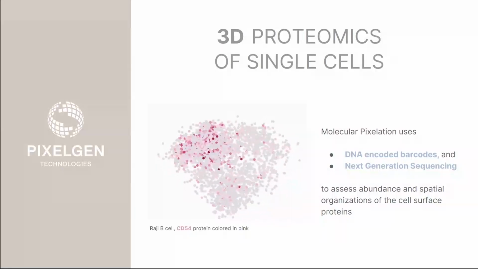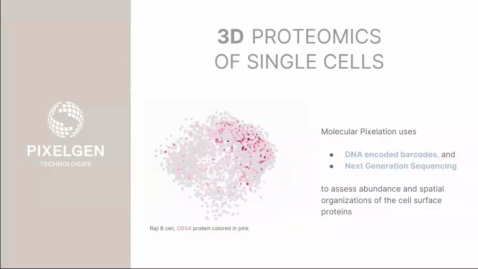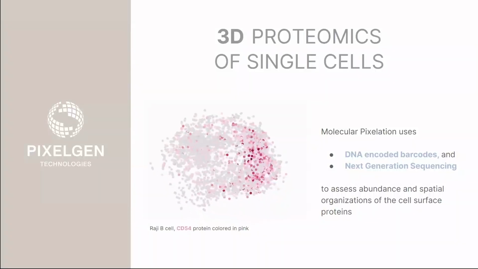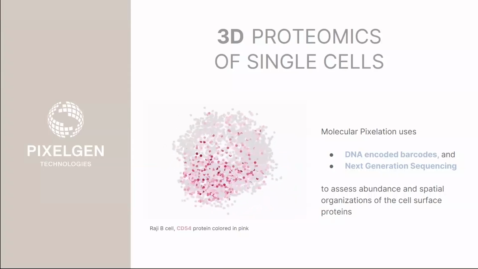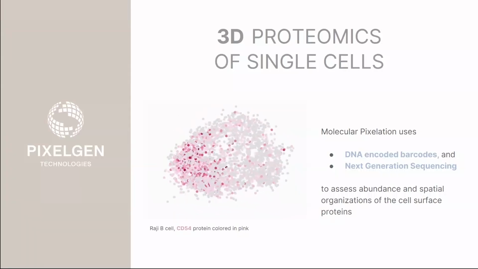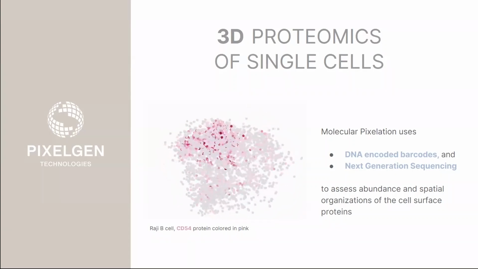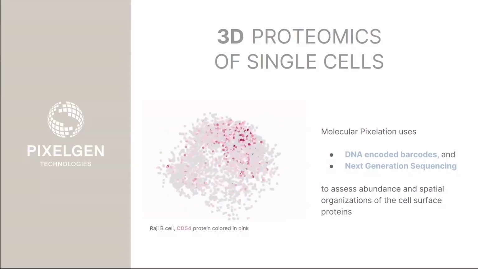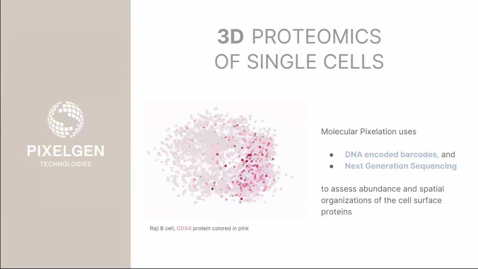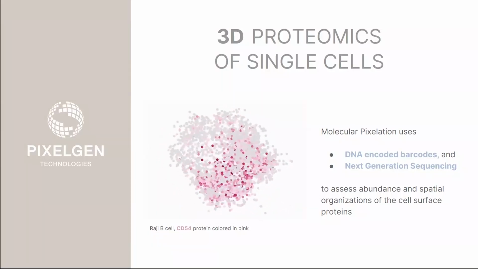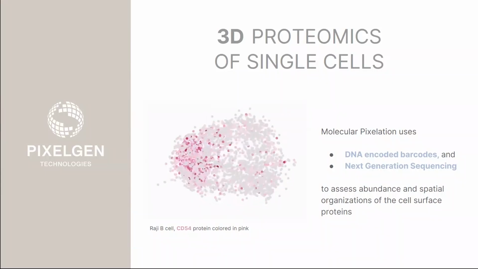Great, so 3D proteomics of single cells, what is that? Well, in our technology, we use DNA-encoded barcodes and next-generation sequencing. So there is actually no instrument involved. It's just a reagent kit. You have it here on the counter in the front. And we're using this to assess abundance and spatial organization of proteins on the cell surface of single cells. So we're assessing the cell surface proteome.